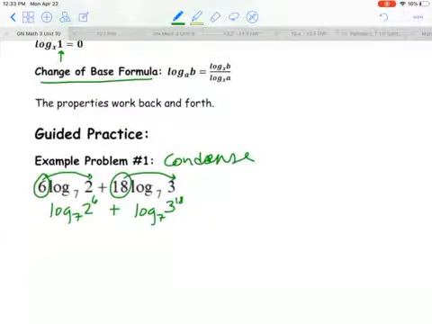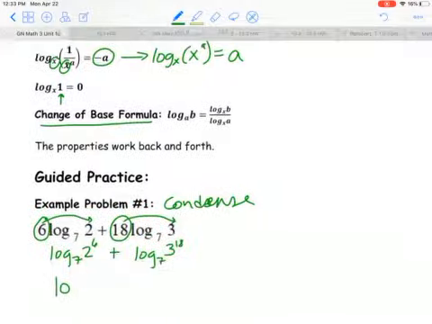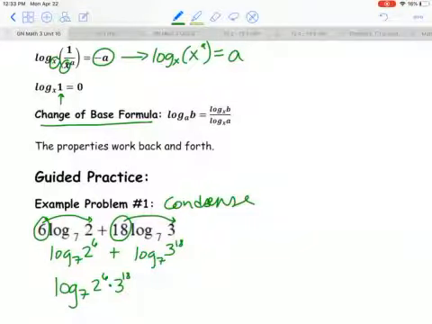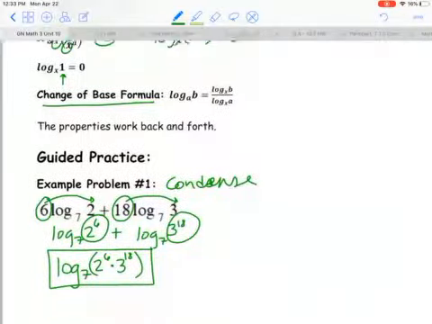Now we have two logs that have the same bases adding. So we're actually going to take those, and remember, if you look at this first one, adding becomes multiplying. So log base 7 of 2 to the 6 times 3 to the 18. You're not multiplying two logs together, you're multiplying the pieces inside. And don't worry about multiplying with your calculator, that's all I want to see. So that's it. Pretty easy stuff.